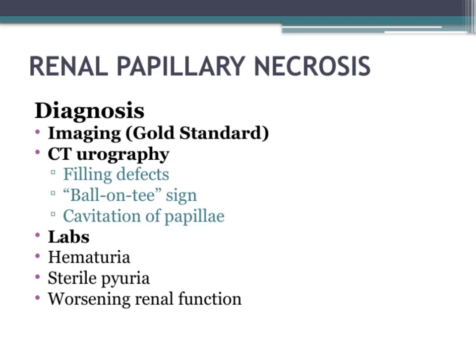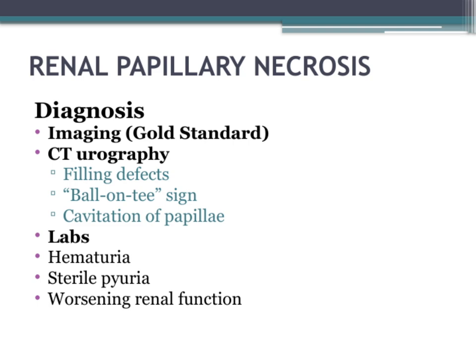Let's now move on to diagnosis, which is crucial for identifying renal papillary necrosis. The gold standard for imaging is CT urography, as it provides detailed visualization of the urinary tract. On the scans, you might see filling defects, which are areas where the contrast doesn't fill the calyces or pelvis properly, indicating possible tissue damage or sloughed papillae. Another key feature to look for is the ball-on-T sign, which refers to the appearance of sloughed papillae sitting within the calyces, resembling a ball resting on a T.